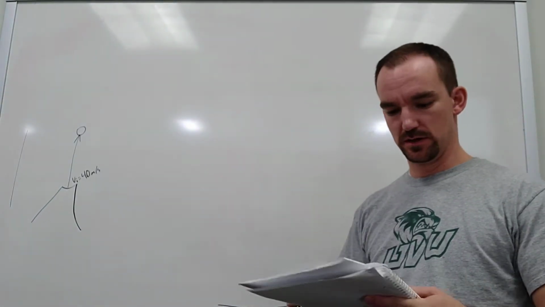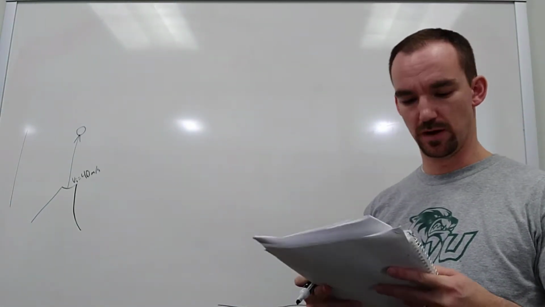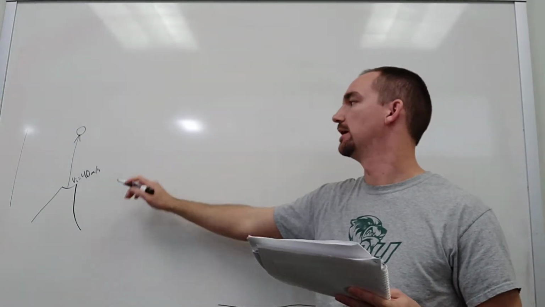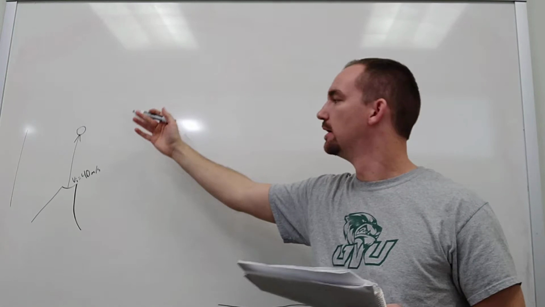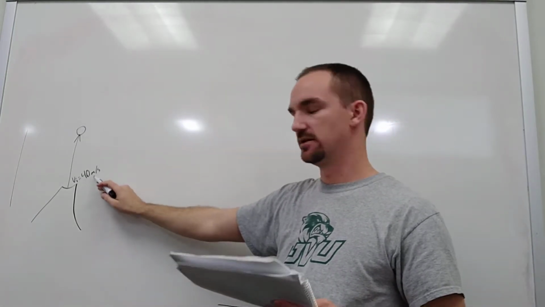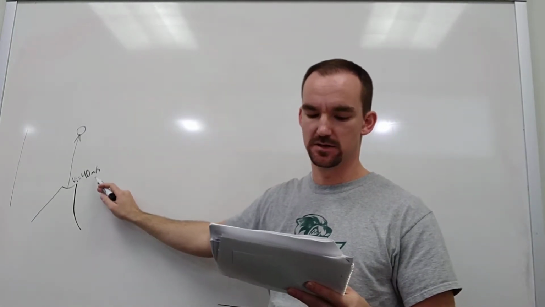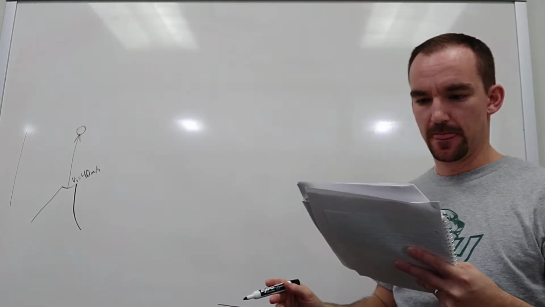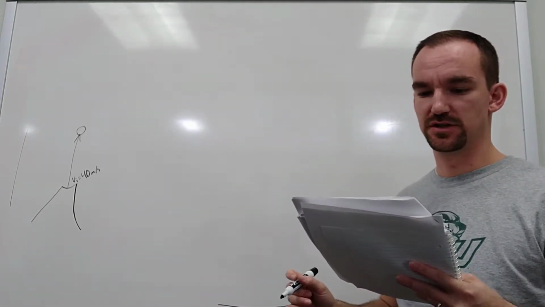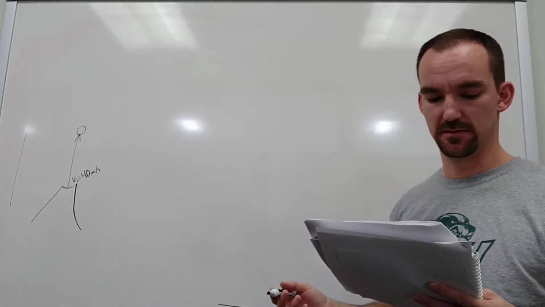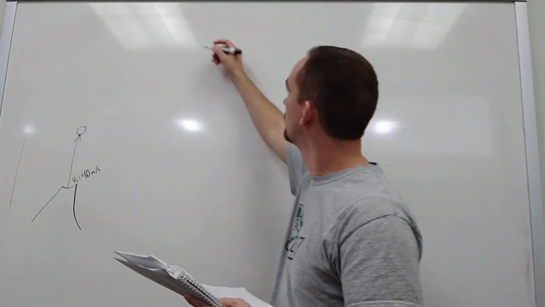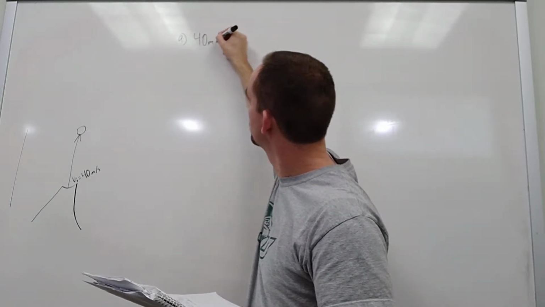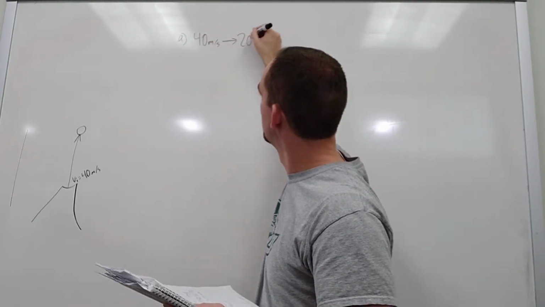Hello, I'm going to be doing chapter 2, problem 48. So we have a volcano that launches a boulder into the air at an initial velocity of 40 meters per second. Part A asks, at what time after being ejected is the boulder moving at 20 meters per second? So we want to go from 40 meters per second to 20 meters per second.